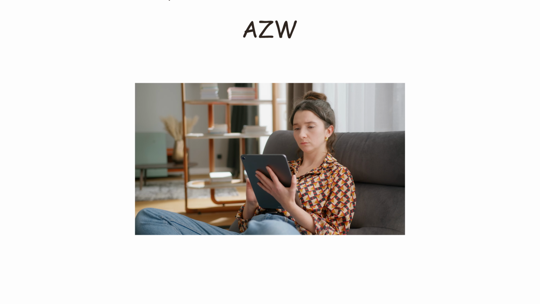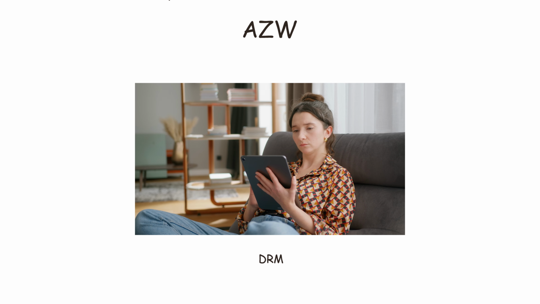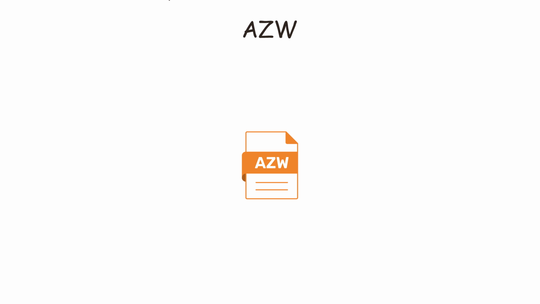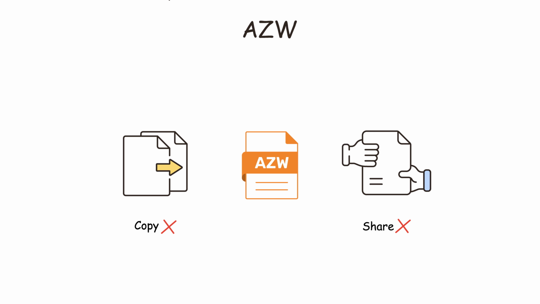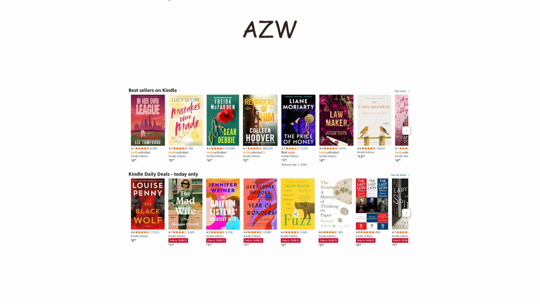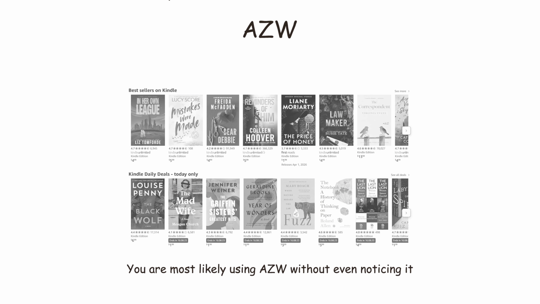One important difference is DRM. Many AZW files purchased from Amazon include digital rights management, which limits how the file can be copied or shared. That means an AZW book usually works best, and sometimes only, inside the Kindle system. So if you buy books directly from Amazon, you are most likely using AZW without even noticing it.